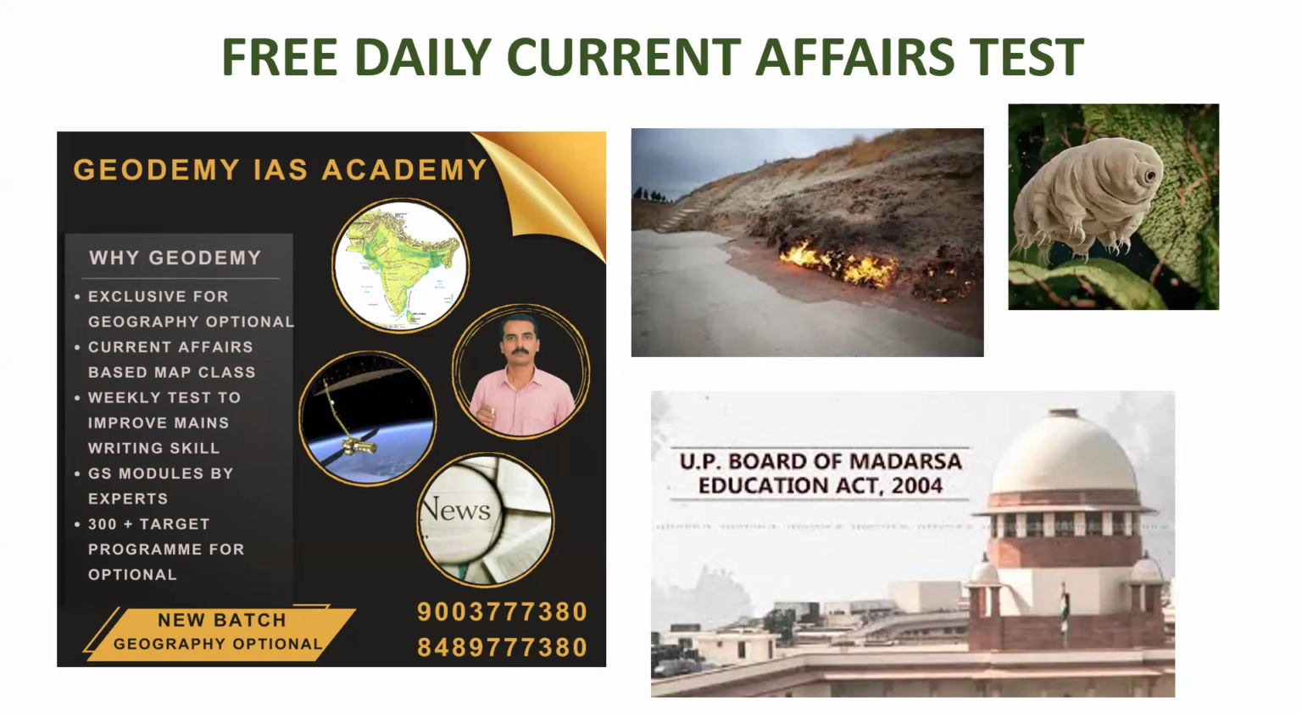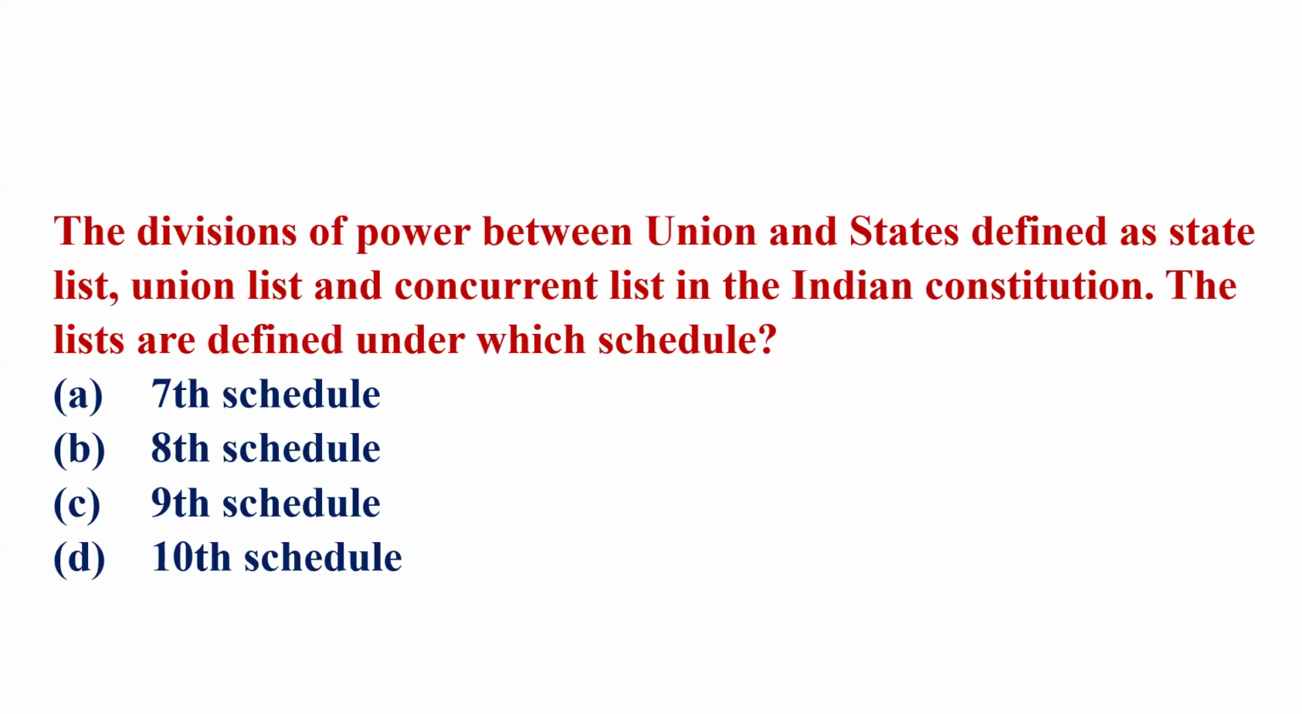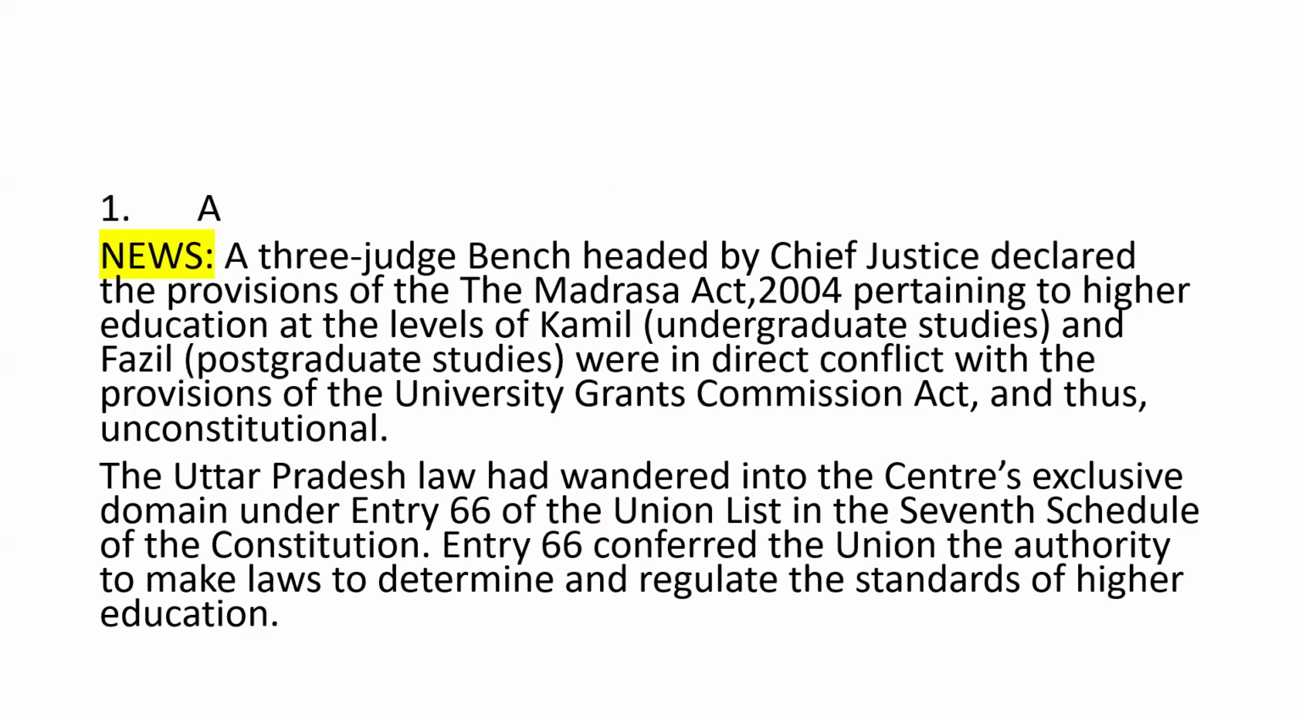The first question is the divisions of power between Union and States, defined as State List, Union List, and Concurrent List in the Indian Constitution. The lists are defined under which schedule? Seventh schedule, eighth schedule, ninth schedule, 10th schedule. So the answer is option A, seventh schedule.